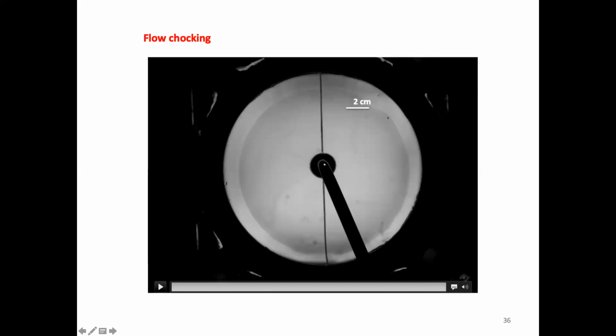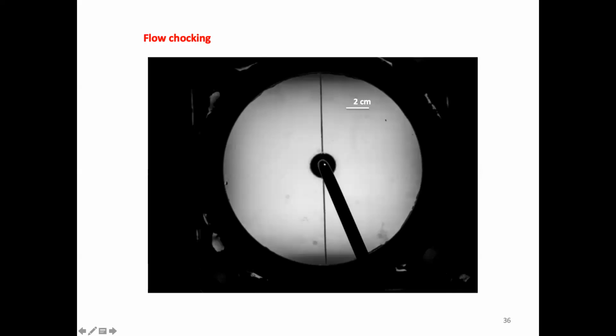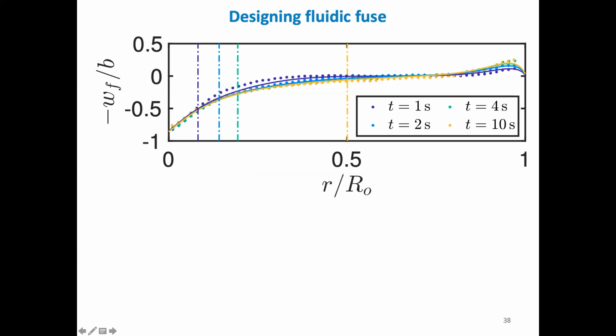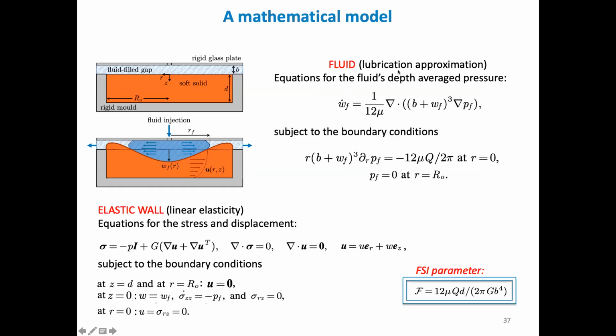And we really wanted to understand what was going on, why was this going on. So we went to model this. We modeled this using a mathematical model, which is very similar to the mathematical model that I explained before. So it's the same kind of lubrication approximation for the fluid flow, and that's combined with the boundary conditions that come from the mass conservation.